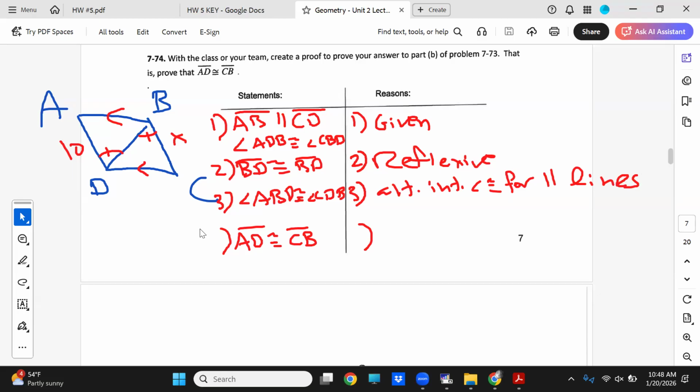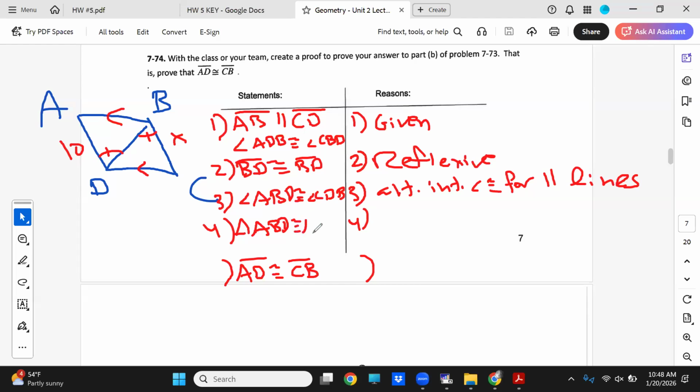And I do need to move this. It's going to be a 5-step proof. Then I say triangle ABD is the same as CDB. And that's because of ASA. And then lastly, CPCTC.